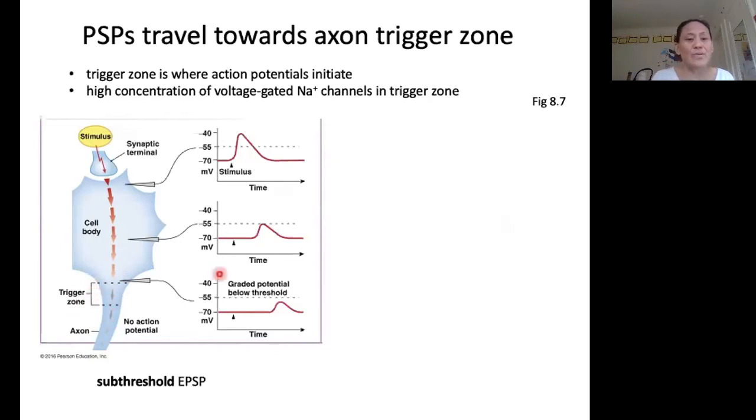action potential. So looking at this example here, we have our PSP that has started at this size. It's degrading as we move along the cell body. By the time we get to the trigger zone, it is too small. It is below threshold, and we're not going to get an action potential, okay? If a PSP is not big enough to trigger an action potential, we call it a sub-threshold EPSP. Sorry for that flashing.